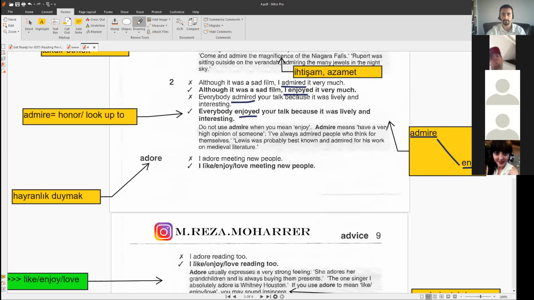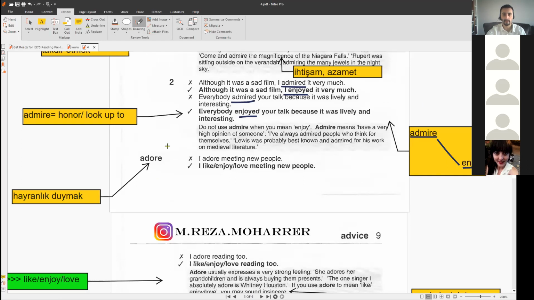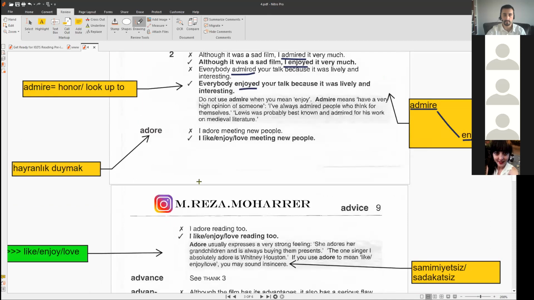Adore is another word whose misunderstandings we are going to study. Who is ready to read this part? Any volunteers? Yes, please. I can make it. I adore meeting new people. I enjoy, love meeting new people.